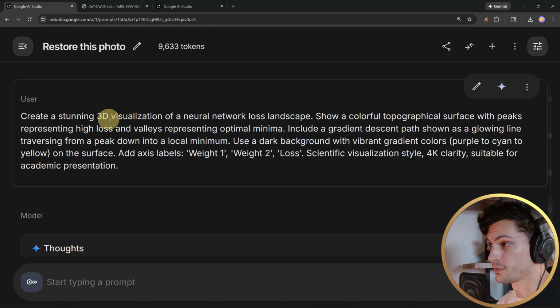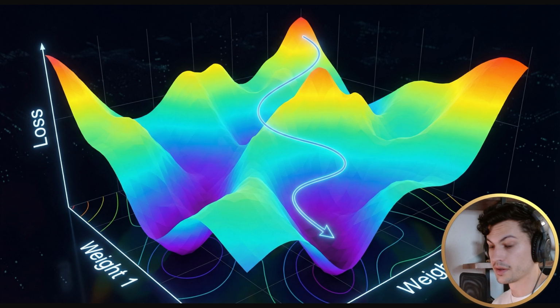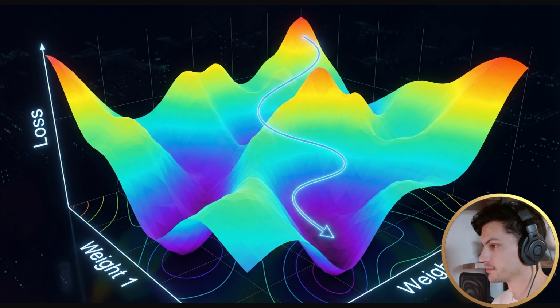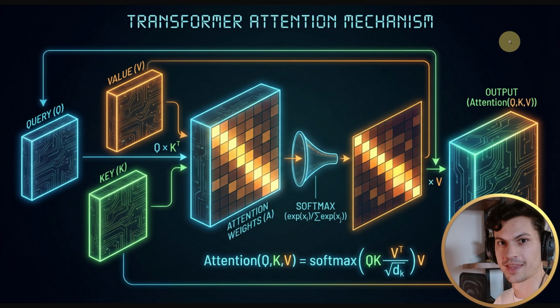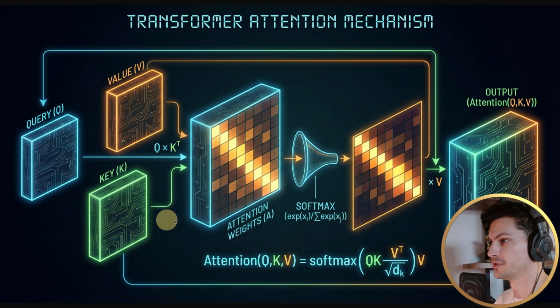Next, we asked for a 3D visualization of a neural network loss landscape. Here is what that prompt generates, and I don't know about you guys, but this is definitely one of the more impressive visualizations I've seen from an AI image gen tool. Next, we asked for a diagram to visualize the transformer attention mechanism. And here's what we get for that. I admit this is not the most intuitive diagram to understand, but nonetheless, pretty cool.